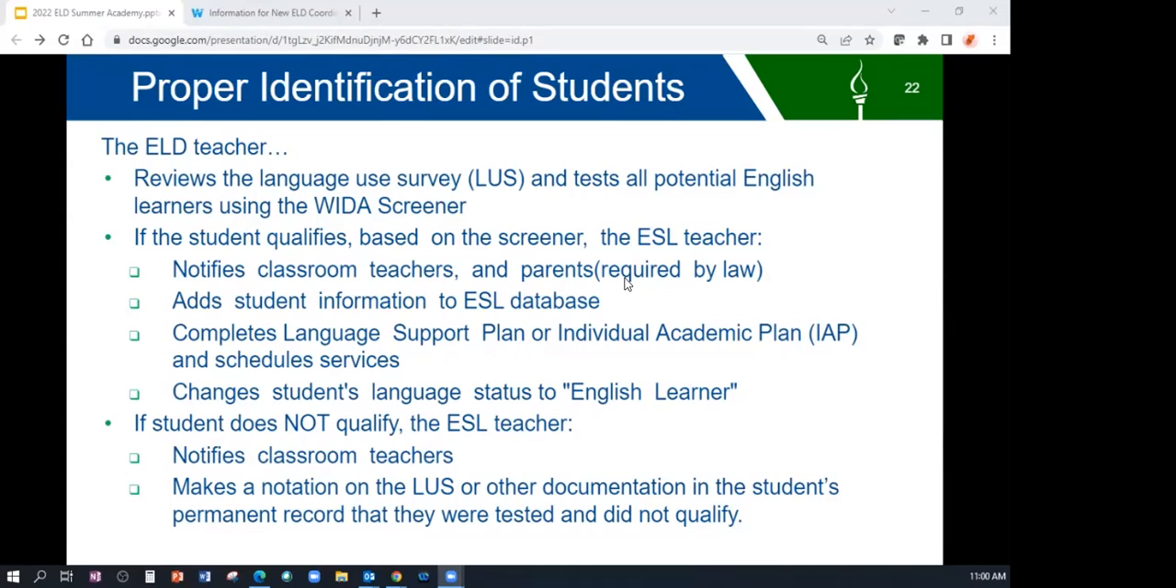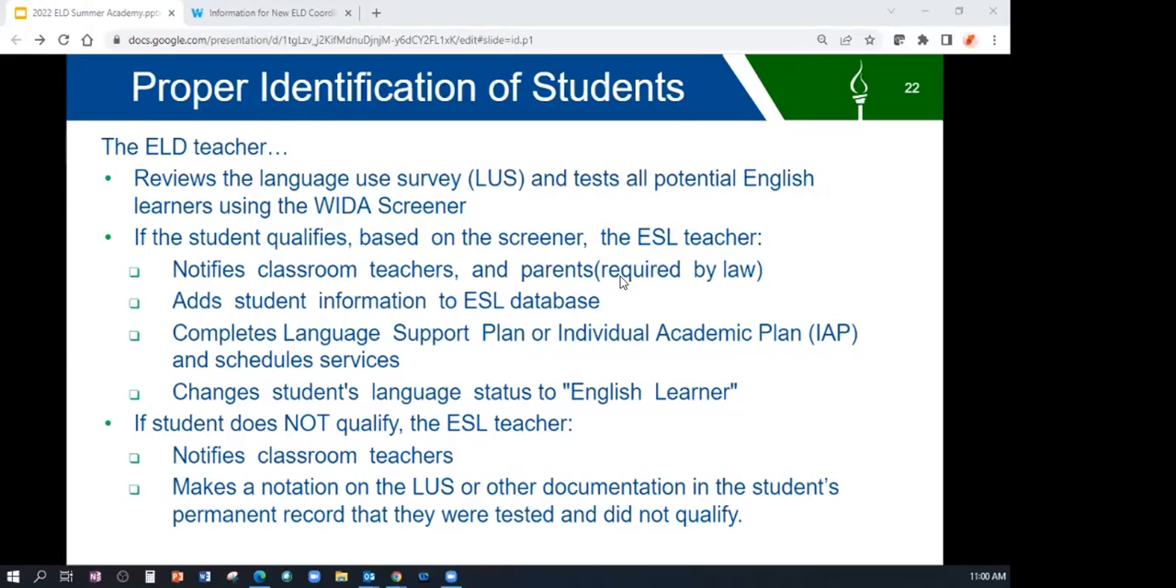And if the student qualifies based on the screener, then the ESL teacher would notify classroom teachers and parents as is required by the law. They add the student to their database and they develop an individual academic plan of support for that student. And then they change their status in their core data to English learner.